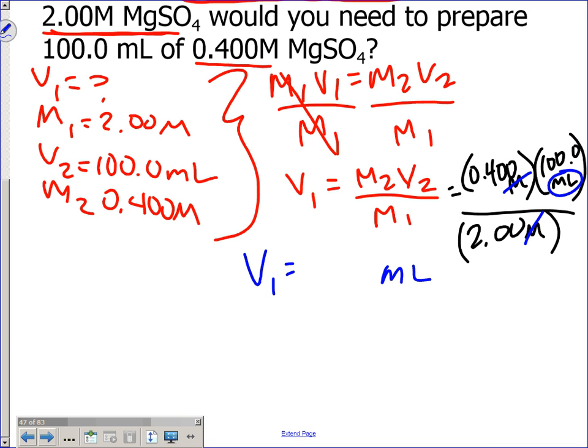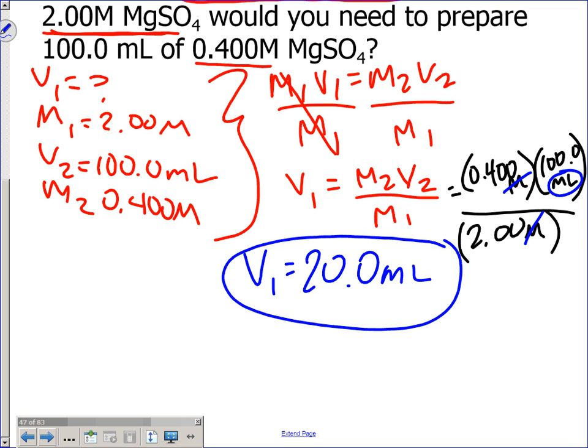And you might be able to do this in your head. What's 0.4 times 100? 40. Yeah, 40% of 100 is 40. Divided by 2, 20. Okay, so 20.0 milliliters. Okay, so that's our V1, right? That's our actual answer.